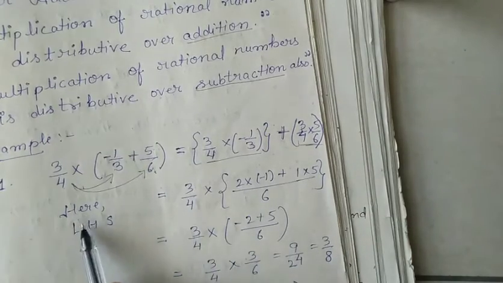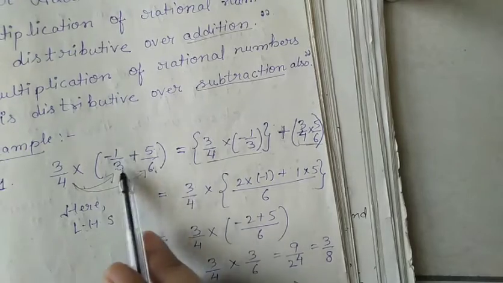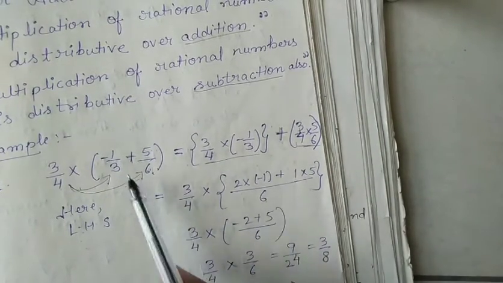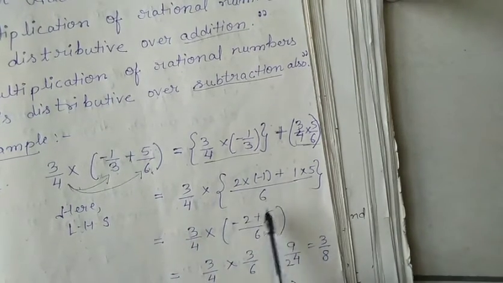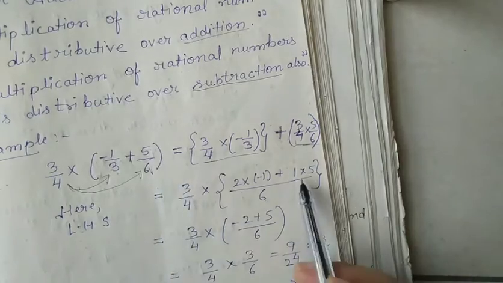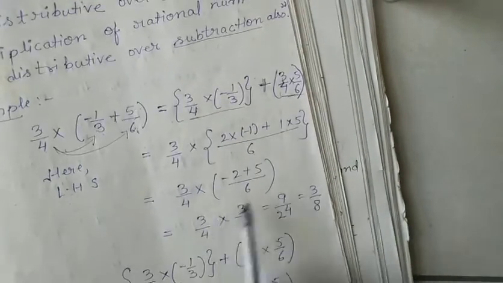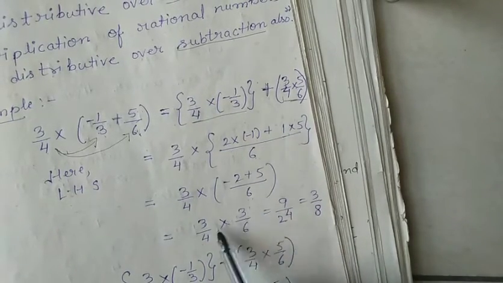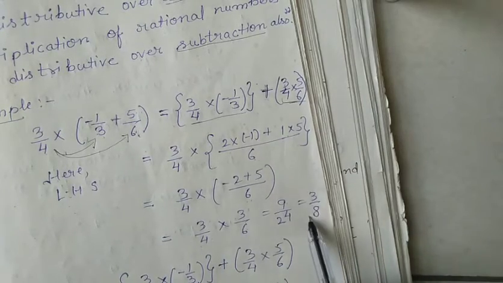that is here LHS we solve 3 by 4 into, we take the LCM of 6 and 3, that is 6. 6 is divided by 3, that is 2. 2 into minus 1 plus 6 is divided by 6, 1 into 5, that is 5. So we solve here minus 2 plus 5. So minus 3 by 4 into, when we solve this we got 3 by 6, and then we solve this 3 into 3, 9, and 4 into 6, that is 24, that is 3 by 8.